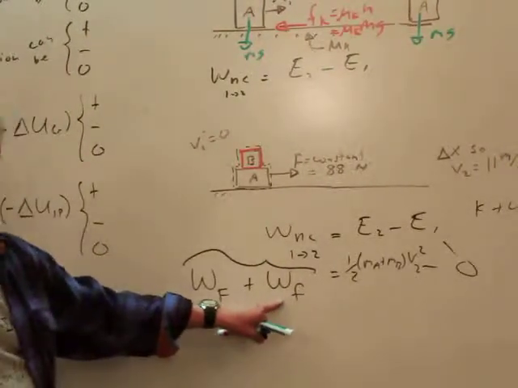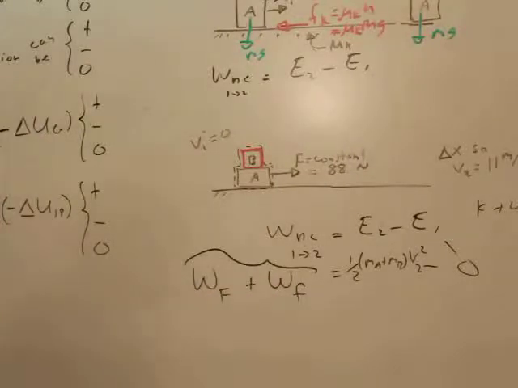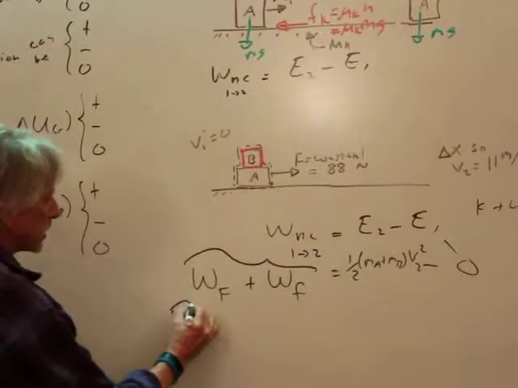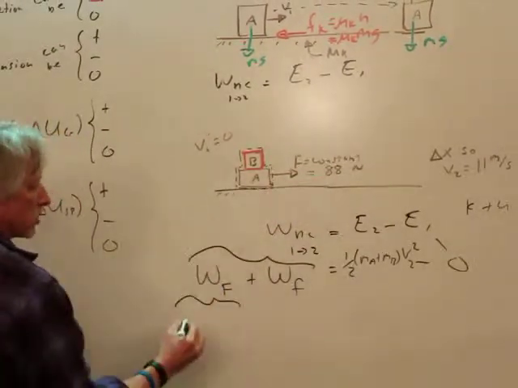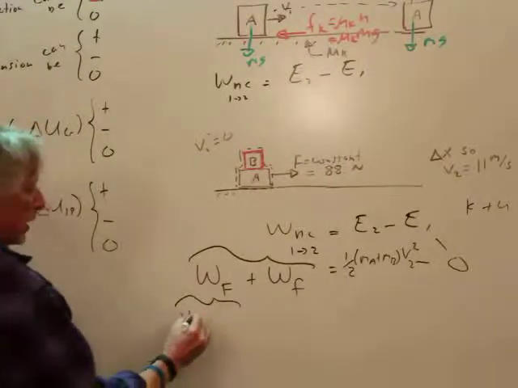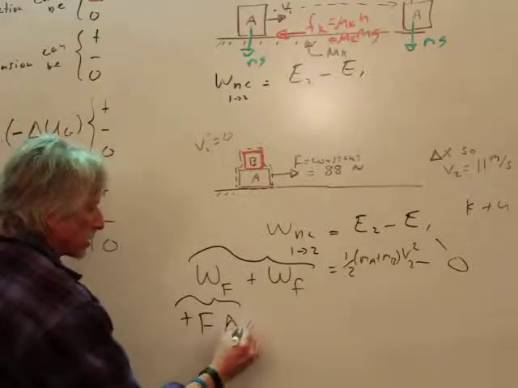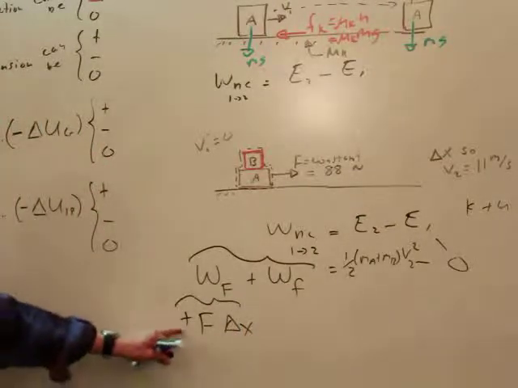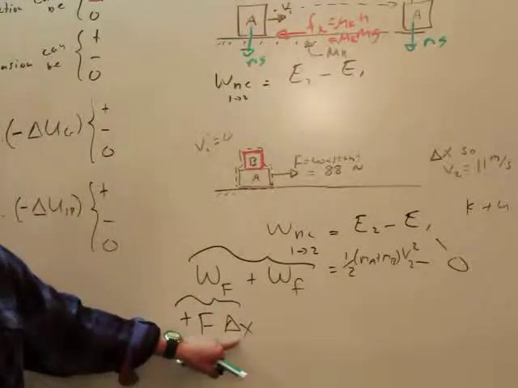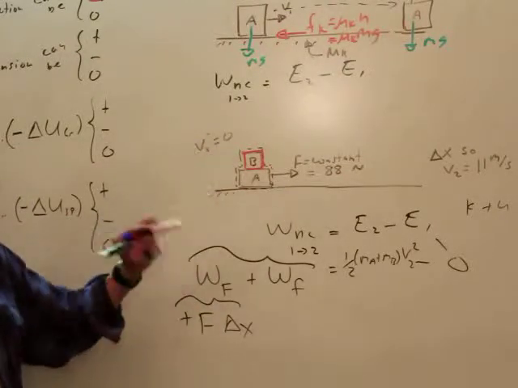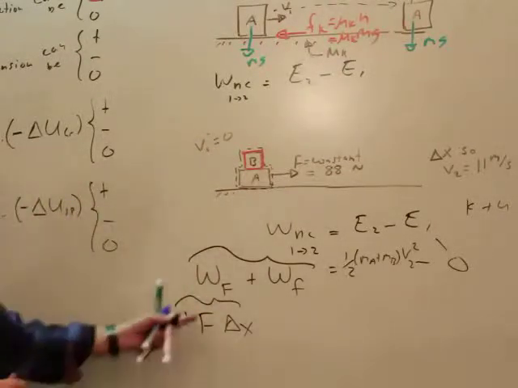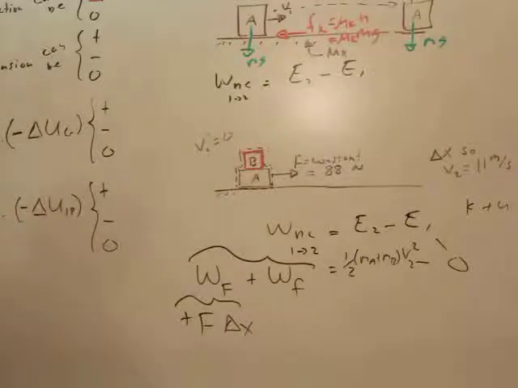Now, if the friction is negligible, then that's nice. The work due to F, of course, is going to be positive because you're moving in the direction of motion. F, which is 88 newtons, times your delta X. And so if you want to know how far you're going to go, then there's your delta X, right? So in this case, don't make a big deal. You don't need to integrate this. It's just clearly going to be this. If you have negligible friction, happy day.